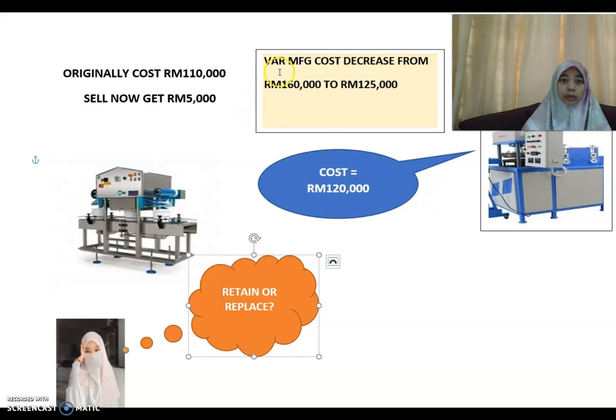Also, you are being told that the variable manufacturing cost will decrease from 160,000 to 125,000. So let's do the incremental analysis, whether you want to retain this old machine or you want to sell it, get rid of this machine and purchase a new one at this much. Let's do the incremental analysis, and the question asks you to do it for 4 years.